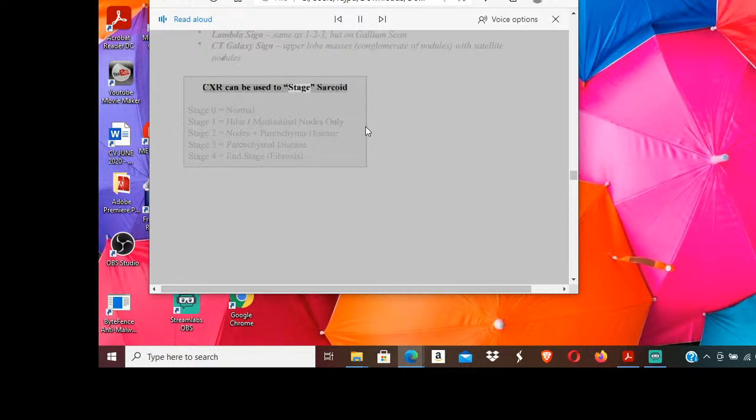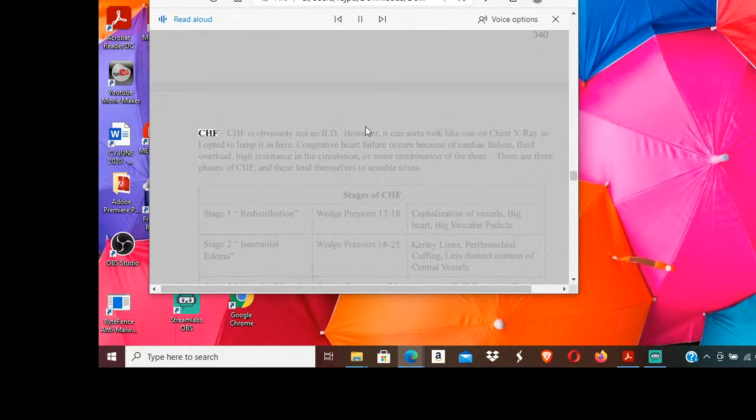CXR can be used to stage sarcoid. Stage 0 equals normal. Stage 1 equals hilar and mediastinal nodes only. Stage 2 equals nodes plus parenchymal disease. Stage 3 equals parenchymal disease. Stage 4 equals end stage, fibrosis.